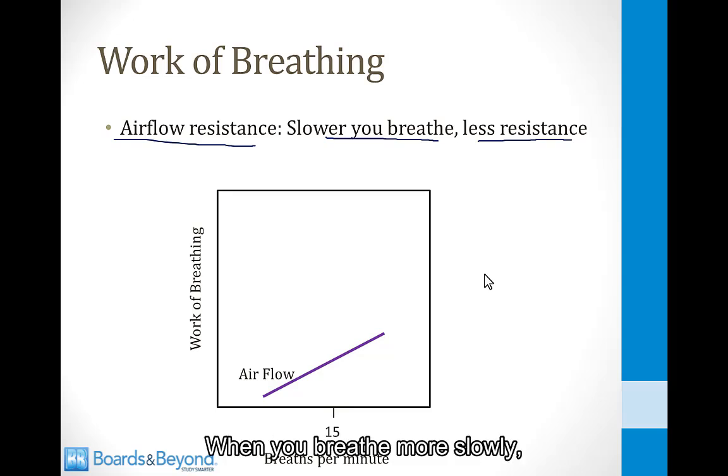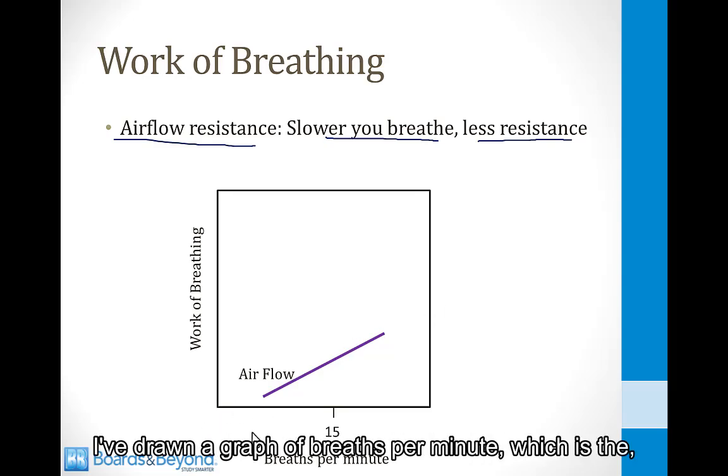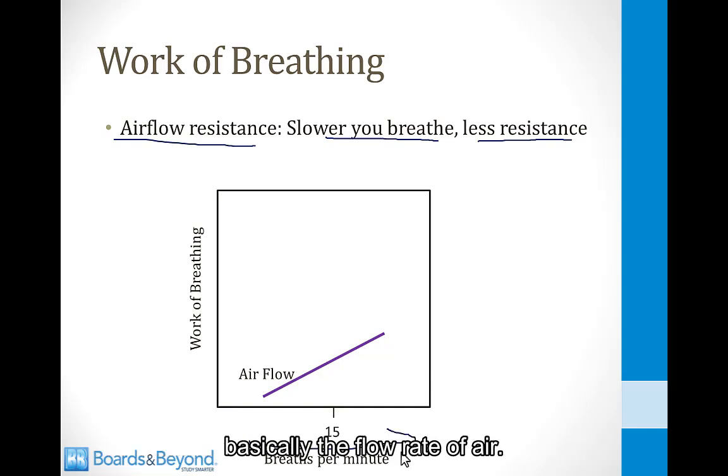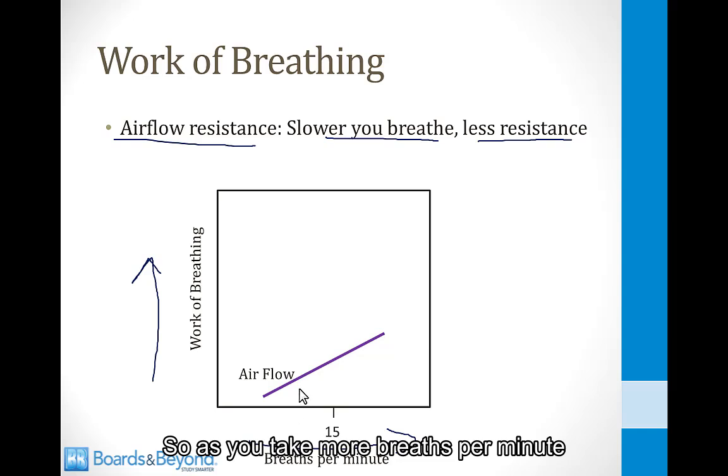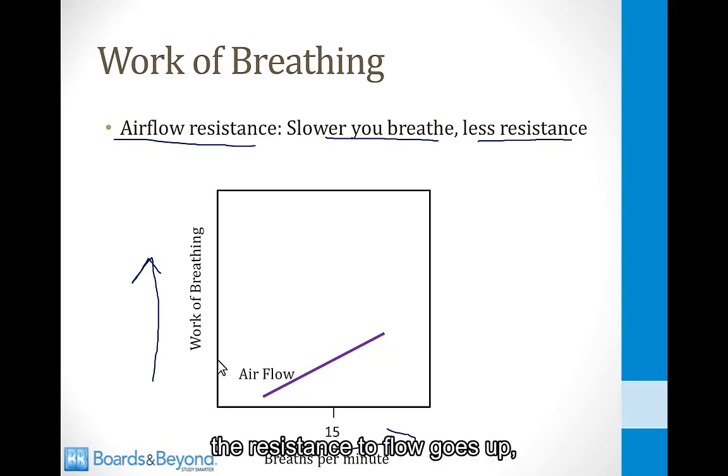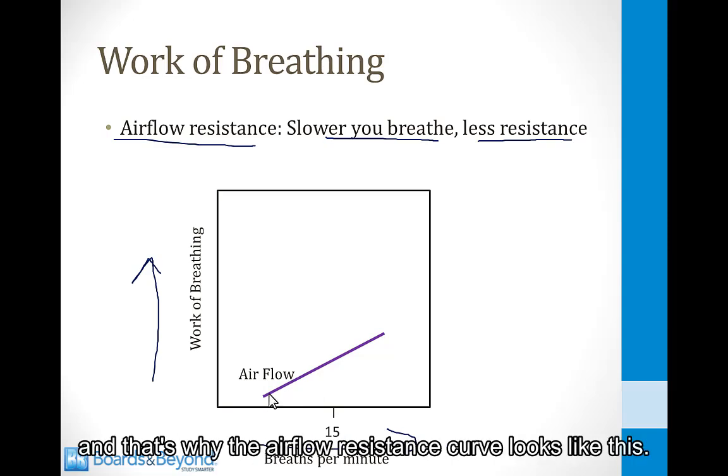When you breathe more slowly, air moves in a nice laminar fashion, and it's easy to get it in and out of the lungs. So down here at the bottom, I've drawn a graph of breaths per minute, which is basically the flow rate of air. And here on the y-axis, I've drawn the work of breathing, which is proportional to resistance. So as you take more breaths per minute, the resistance to flow goes up, and therefore the work of breathing goes up. And that's why the airflow resistance curve looks like this.